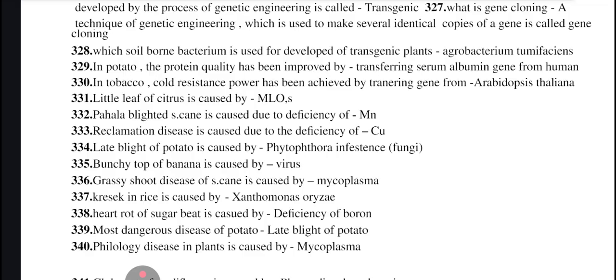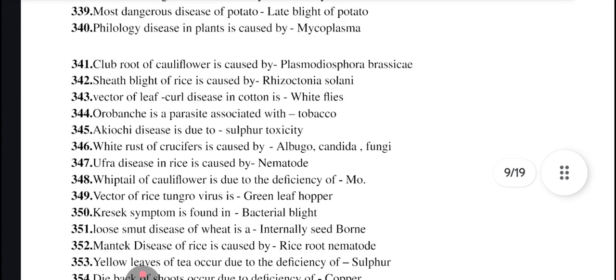Bacterial blight in rice is caused by Xanthomonas oryzae. Heart rot of sugar beet is caused by deficiency of boron. Most dangerous disease of potato is late blight of potato. Phyllody disease in plants is caused by Mycoplasma. Clubroot of cauliflower is caused by Plasmodiophora brassicae. Sheath blight of rice is caused by Rhizoctonia solani.